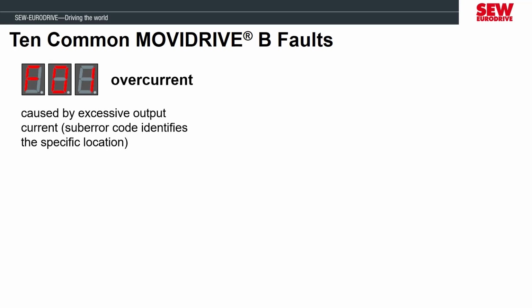The first fault is an F01 overcurrent. The description can make it seem like it's related to motor overcurrent, but this fault is not related to motor overcurrent, but rather overcurrent at the output circuit of the MOVIDRIVE. If the MOVIDRIVE issues an F01, it's the internal circuit shutting down to try and prevent permanent device failure.